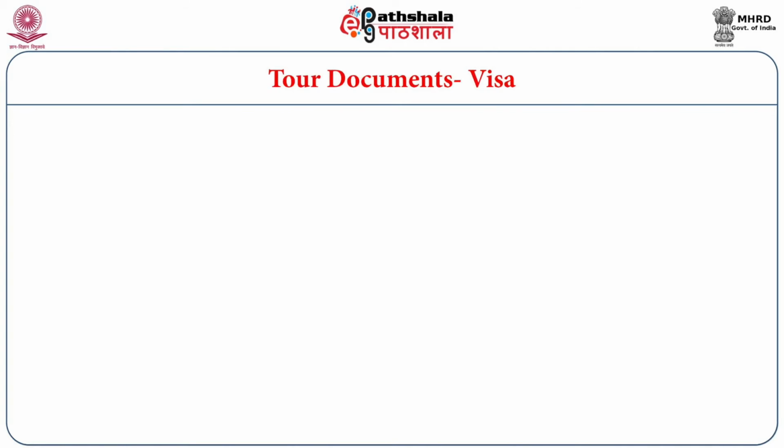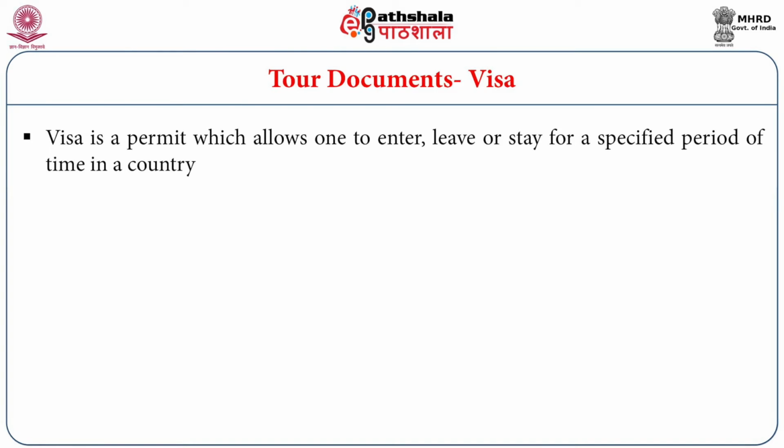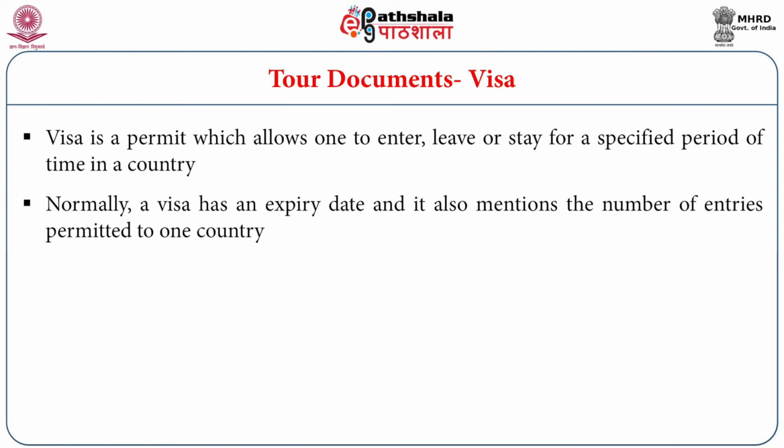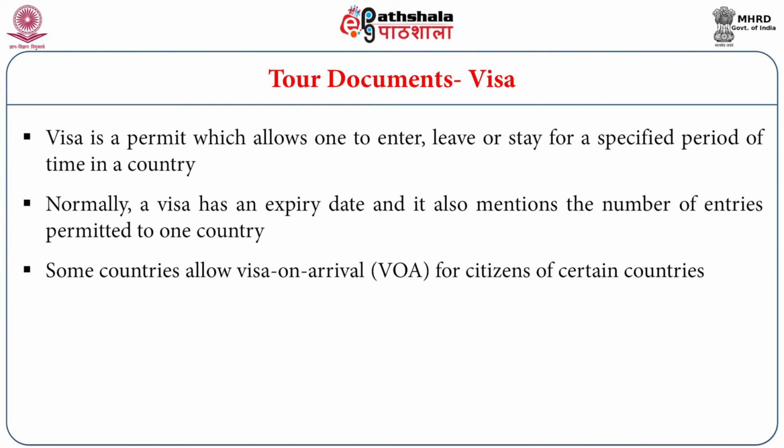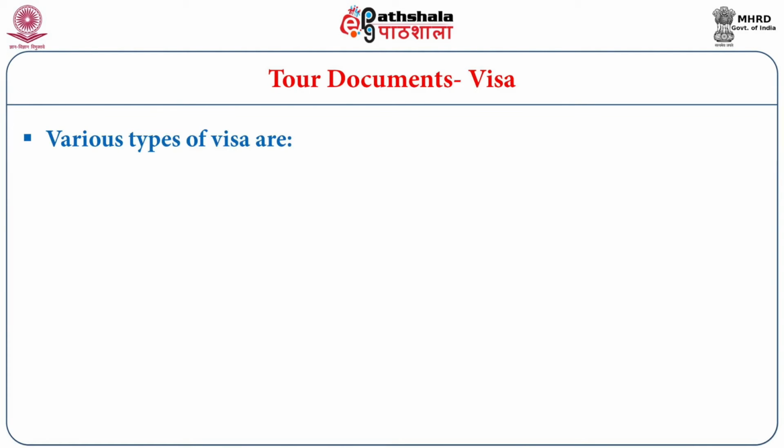Visa is another term that we come across and another document we really need to perform our travel if we cross the national boundaries. Visa is a permit which allows one to enter, live or stay for a specified period of time in a country. Normally, a visa has an expiry date and it also mentions the number of entries permitted to one country. Some countries allow visa on arrival, that is called VOA, for citizens of certain countries. Various types of visas are available.